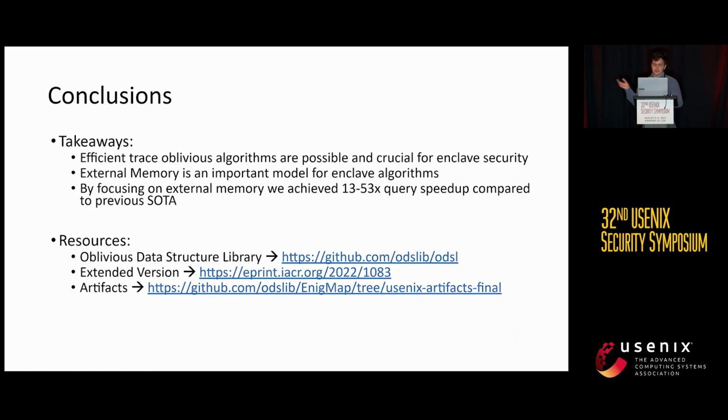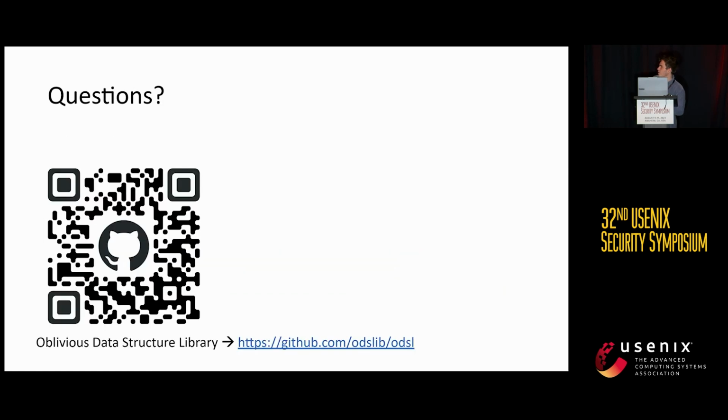The key takeaways from the presentation are that efficient trace oblivious algorithms are possible and crucial for enclave security. External memory is an important model for enclave algorithms. And we could see that by focusing on improving external memory performance, we achieved 13 to 53 times speedup compared to the previous state of the art. You have some results here, and questions.